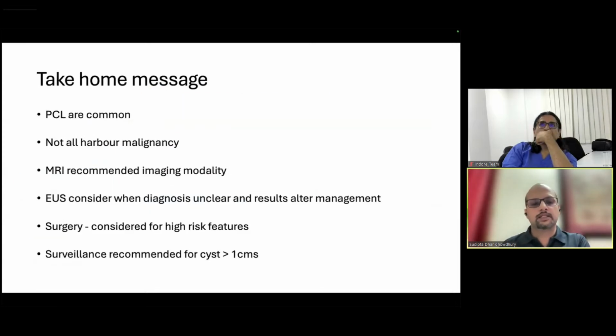So just to summarize, pancreatic cystic lesions are common. Not all of them harbor malignancy, and therefore the risk of malignancy is relatively low. MRI is a recommended imaging modality for pancreatic cystic neoplasm. EUS should be considered only when the diagnosis is unclear and the results will alter the management of the patient. Surgery should be considered when there are high-risk features, and surveillance is recommended for cysts of more than 1 centimeter.